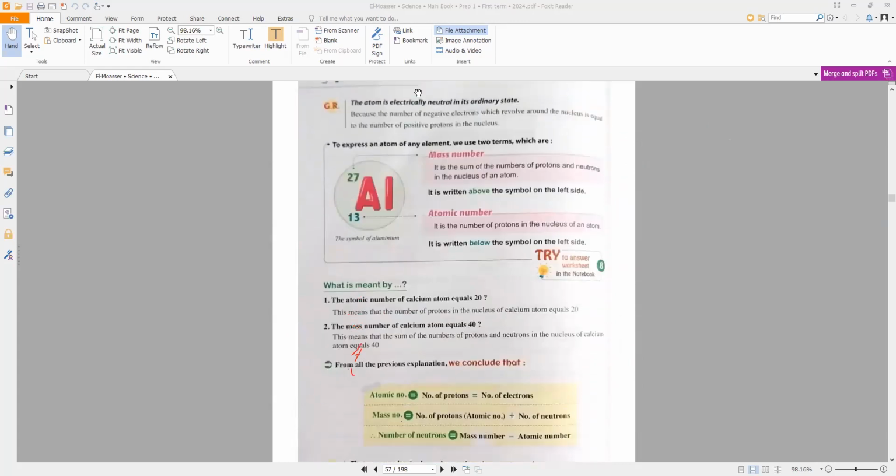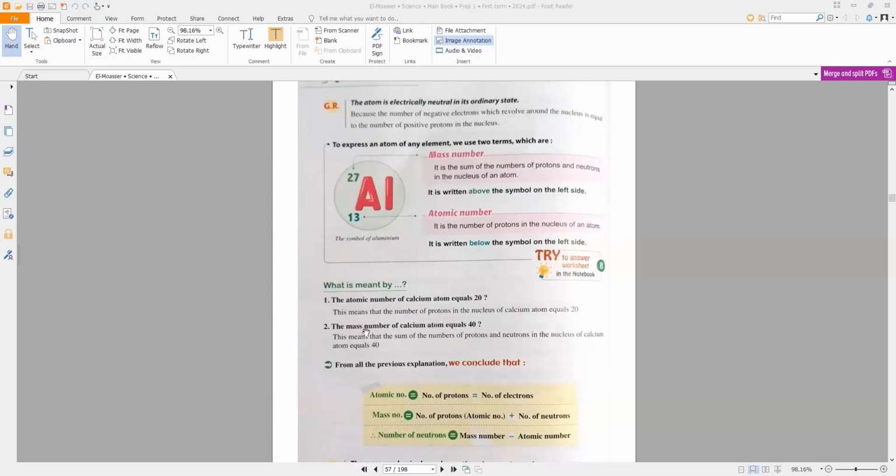So what is meant by the atomic number of calcium atom equals 20? This means that the number of protons in the nucleus of calcium equals 20. Why? Because the atomic number is the number of protons. What is meant by the mass number of calcium atom equals 40?